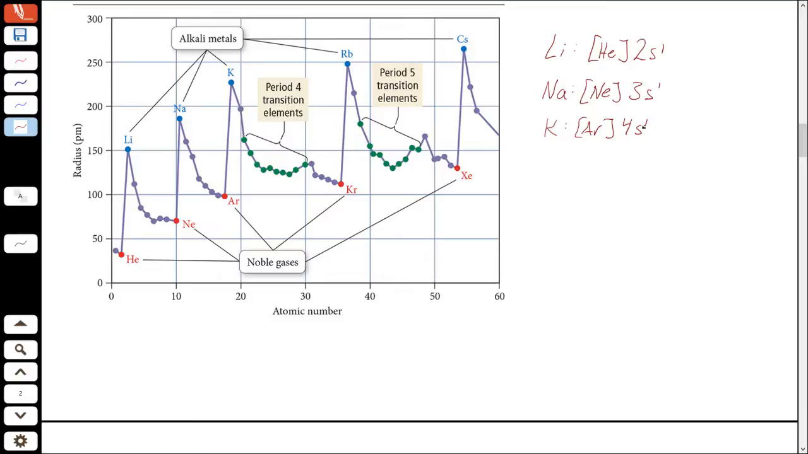So what can you say about what happens to the atomic size as you increase the n level? It increases. A couple ways we can say that. One is just like that: as the n level increases, so does the atomic size, the size of the atom.